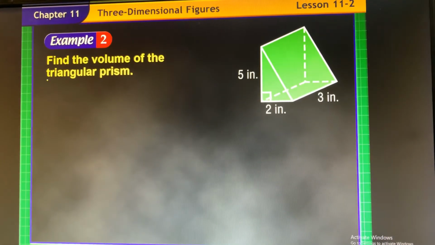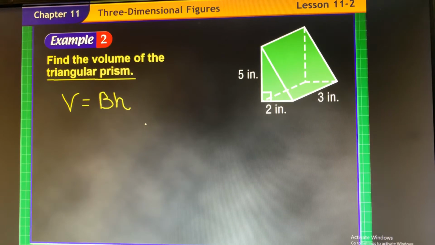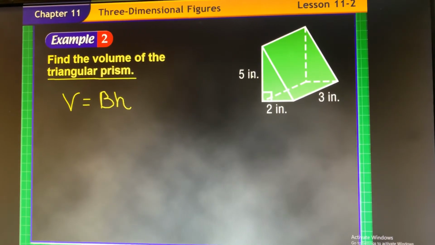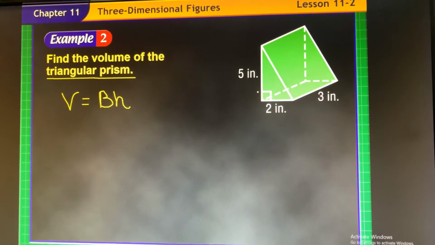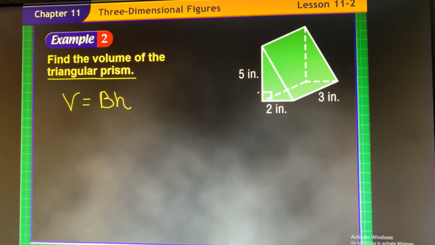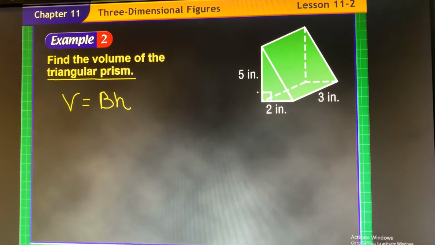Volume of the triangular prism. Okay, remember what I said. Volume is always equal to area of the base times the height. But let's talk about this. This doesn't look like a full shape. It looks like somebody chopped it in half, because a triangular prism is half the size of a rectangular prism.